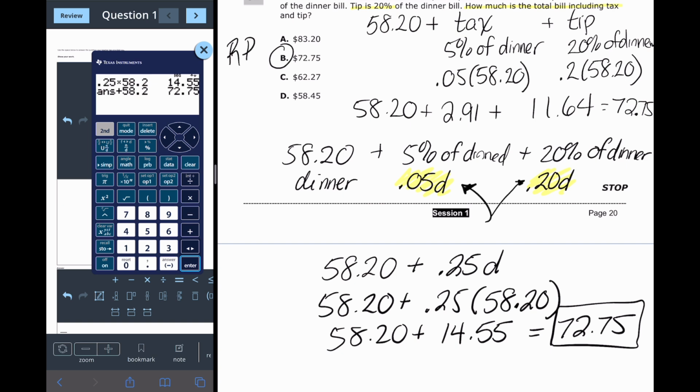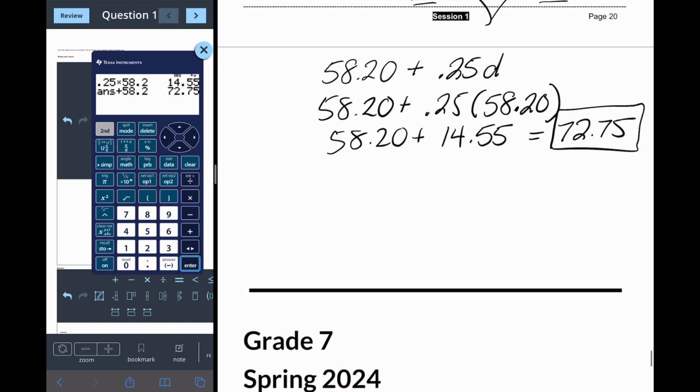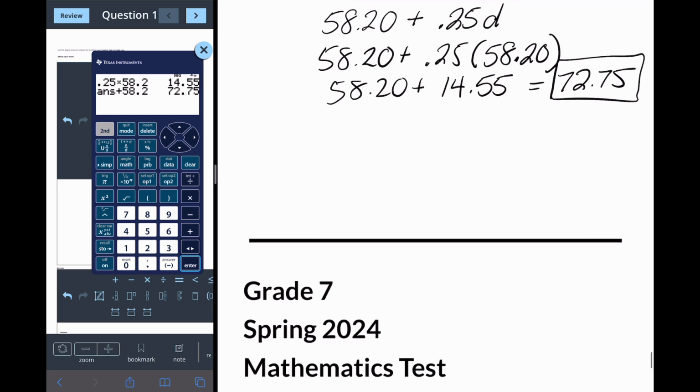So notice here the only difference was I just noticed that if I wanted 5% of dinner and 20% of the dinner, I can just add them up and multiply by 25% of the dinner. So that's the second way. I'm going to give you a third way to think about this. When we think about tax and tip, a lot of adults struggle with this. So you can even show your mom and dad that this works, because adults are like, what? They always see this in separate parts. All right, so think about this for a minute.